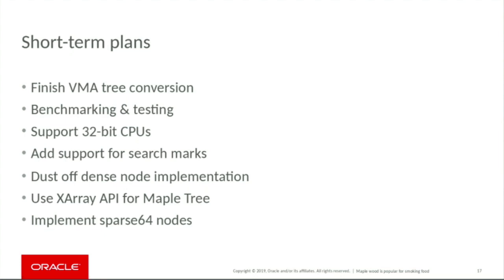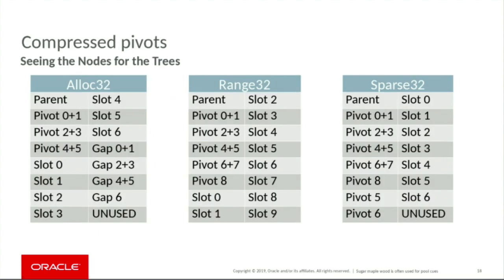Like I said, we want to implement sparse 64 nodes and get rid of the MapleTree API in favor of the XArray API. We have some fun longer-term plans, too. One is to compress the pivots. If you look at a real-life tree, you'll see that it very quickly degenerates into a point where the pivots all start with very close to the same pattern of bits.